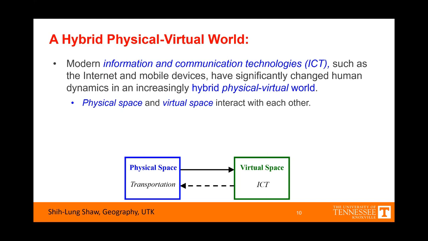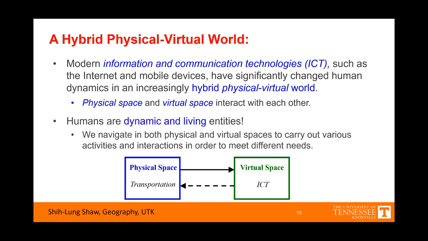We talked about this in publications more than a decade ago. So then the important part is, how can we treat humans as dynamic and living entities as we navigate in both physical and virtual spaces? So for example, I move from Facebook, one person's page to another person's page. It's like I navigate from one virtual place to another virtual place. And I move from Facebook to Amazon. Again, I move in the virtual space.